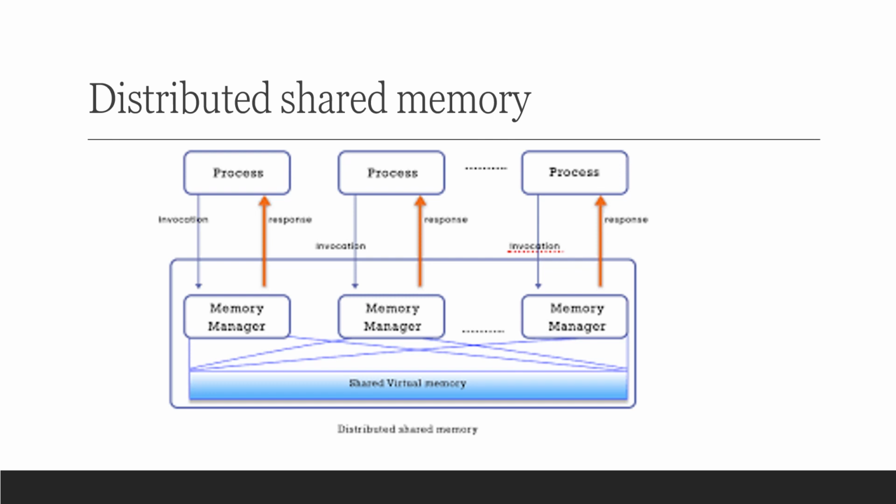Now let's see the diagram so that you can have a clear understanding. What are the layers here? We have various processes. Processes invoke memory through the memory manager, and the manager's response is received by the process. So invocation and response, that is the two-message communication, happens between the memory manager and the process. And the memory managers communicate via the shared virtual memory. This is the overall structure. From the diagram itself, we can clearly understand that it gives the illusion of a single memory.